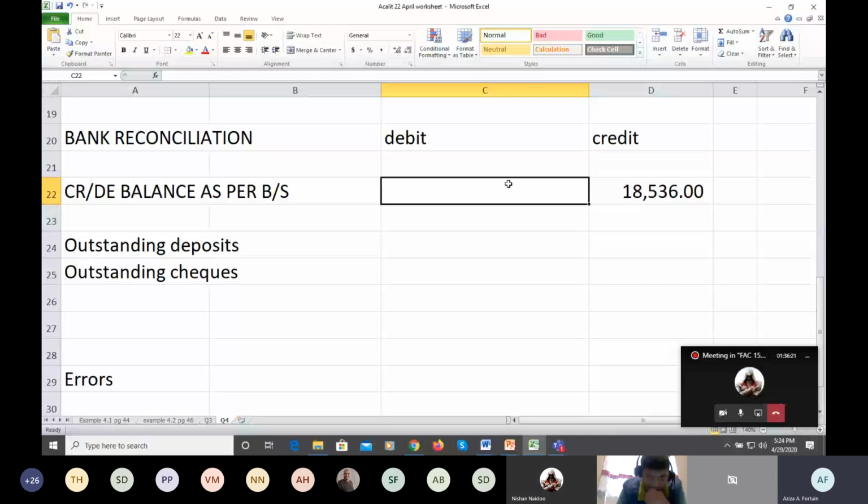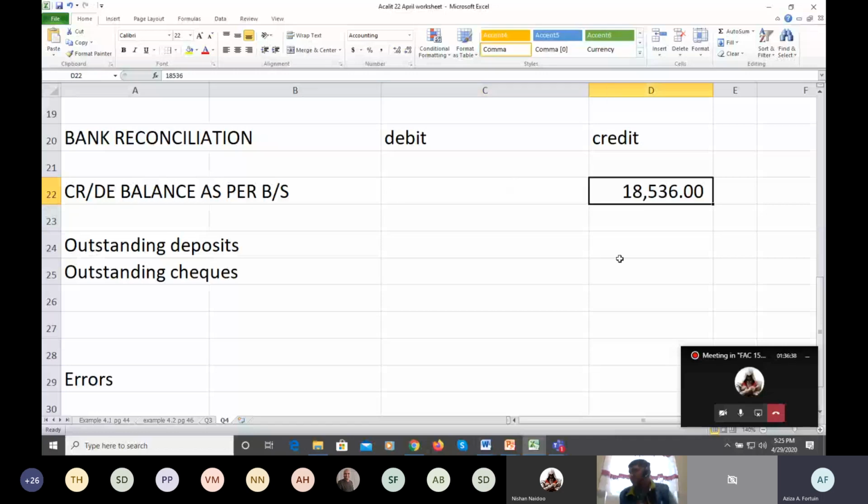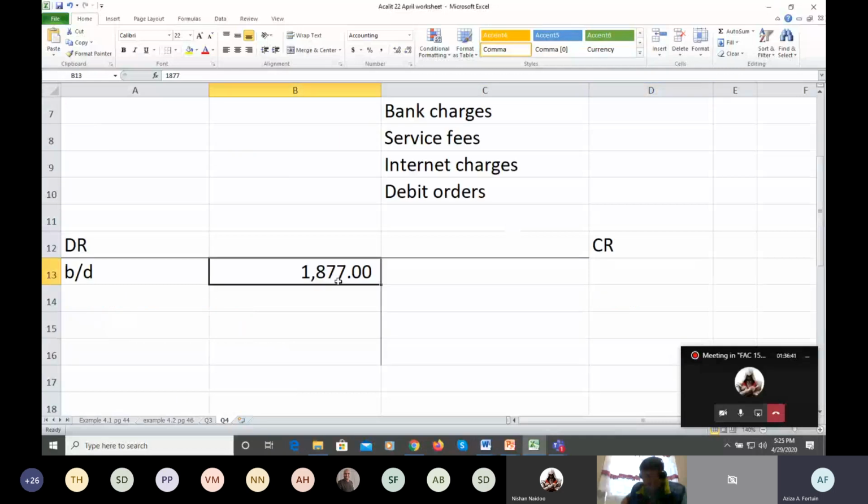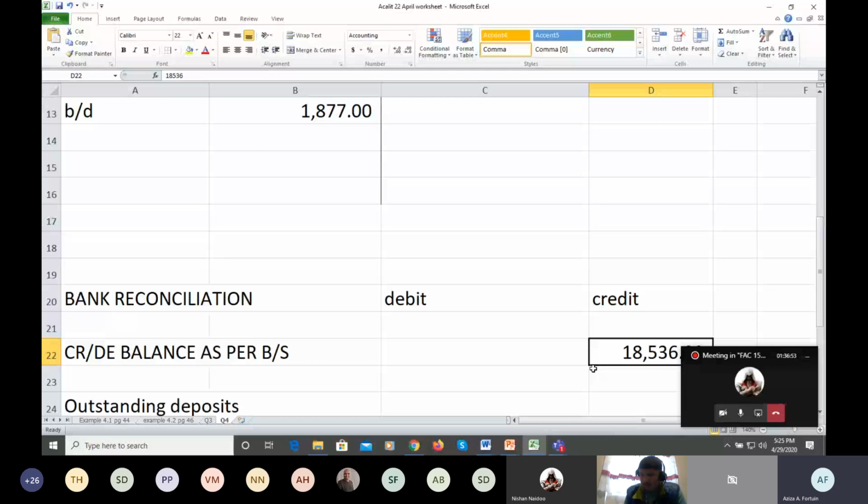Okay, let's get started. Let's continue. On the 30th of March, the bank statement showed a favorable amount of 18,536, right? Students get confused because they often confuse that amount and the other one. When the question says in the bank account in the general ledger, then we put it in the bank account. If it says the bank statement showed a favorable balance, we put it in our bank reconciliation.